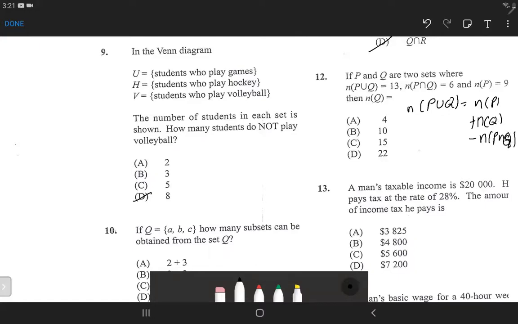So we are told that this is 13, the number of P is 9. We do not know the number of Q, so let's call that X, and minus intersection is 6. So 9 minus 6 is how much? That is 3. So that means X needs to be 10. Because 9 minus 6 is 3, only plus 10 will give us back 13.